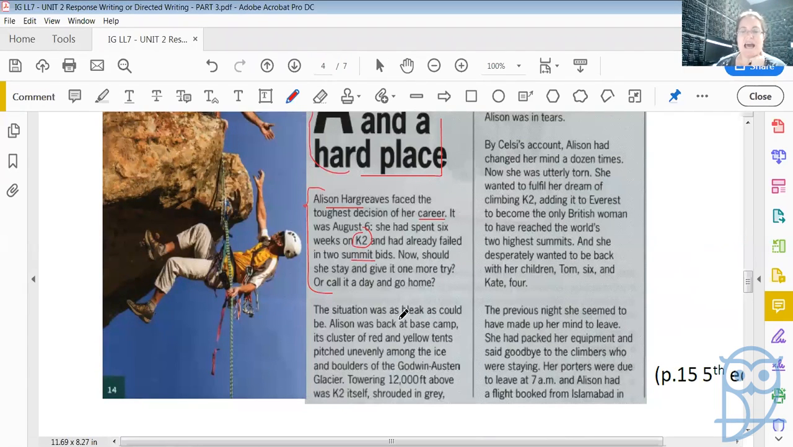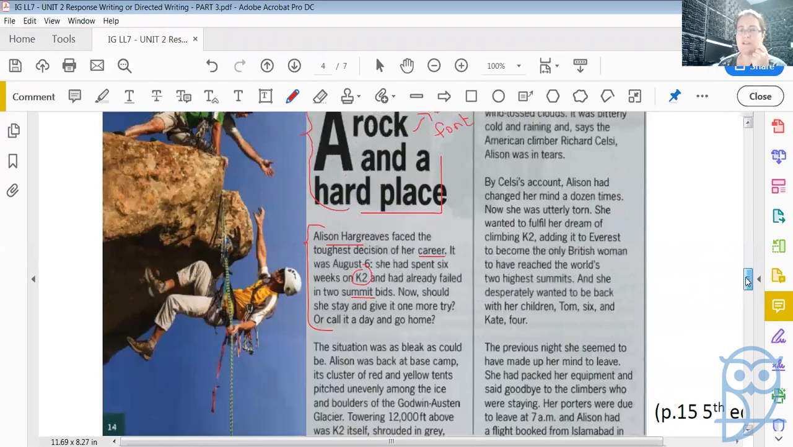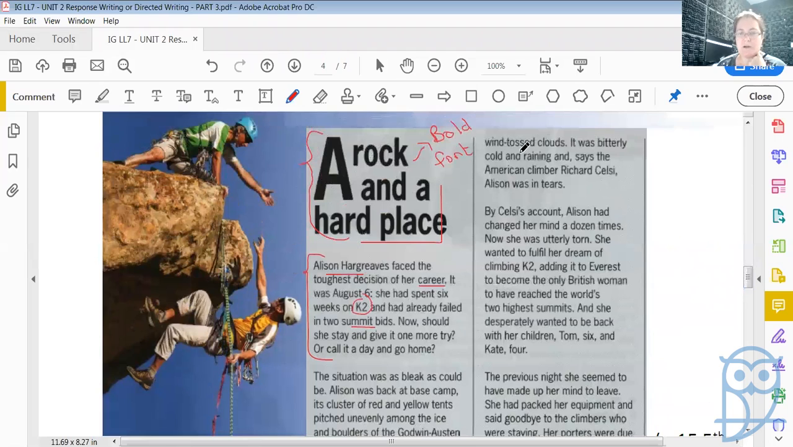The situation was as bleak as could be. Alison was back at base camp, its cluster of red and yellow tents pitched unevenly among the ice and boulders of the Godwin-Austen Glacier. Towering 12,000 feet above was K2 itself, shrouded in grey wind-tossed clouds. It was bitterly cold and rainy, and, says the American climber Richard Selsey, Alison was in tears. By Selsey's account, Alison had changed her mind a dozen times. Now she was utterly torn.